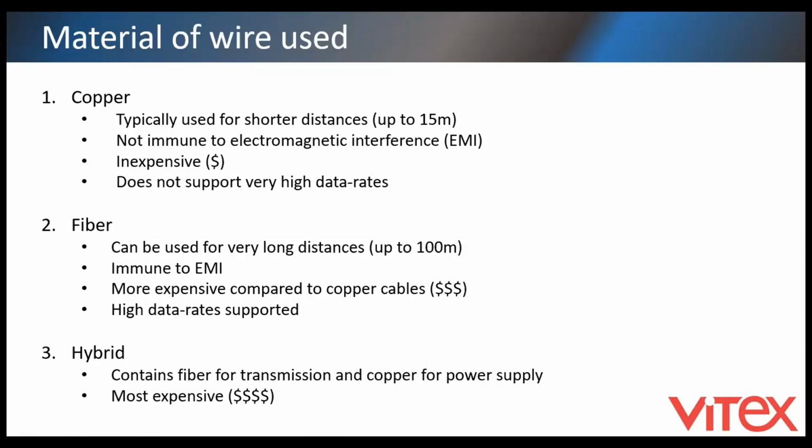So hybrid contains both fiber and copper inside those cables. Fiber is typically used for transmission and copper for power. Since it's a combination of both of them, these hybrid cables are the most expensive compared to the other two materials used for these cables.